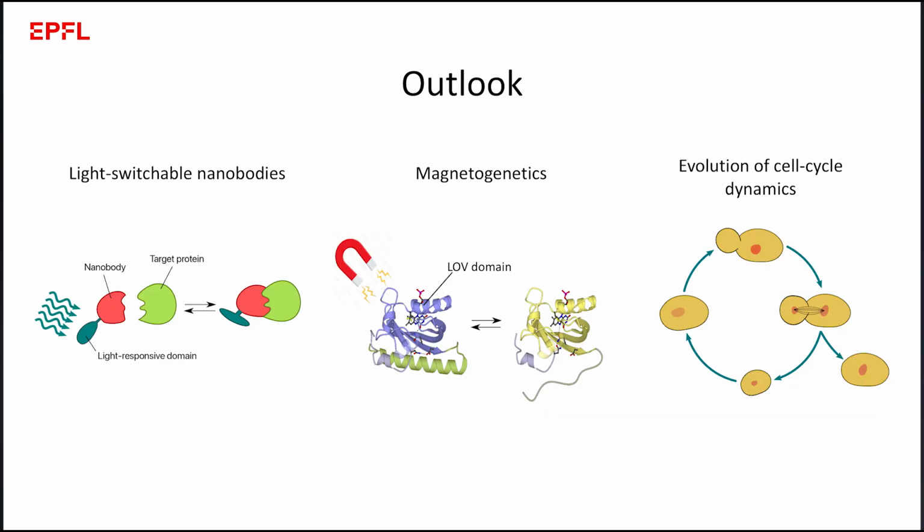And moving forward, we are excited about using this as a foundation for many more interesting and complex phenotypes, in particular to evolve nanobodies or any kind of binders which can be modulated by a light responsive domain, or magnetogenetics where we can control different optogenetic domains with light, and finally to evolve not only single proteins but whole networks of genes, and in this case apply it to tune the dynamics of the cell cycle itself, either towards faster cycles or slower cycles in budding yeast.